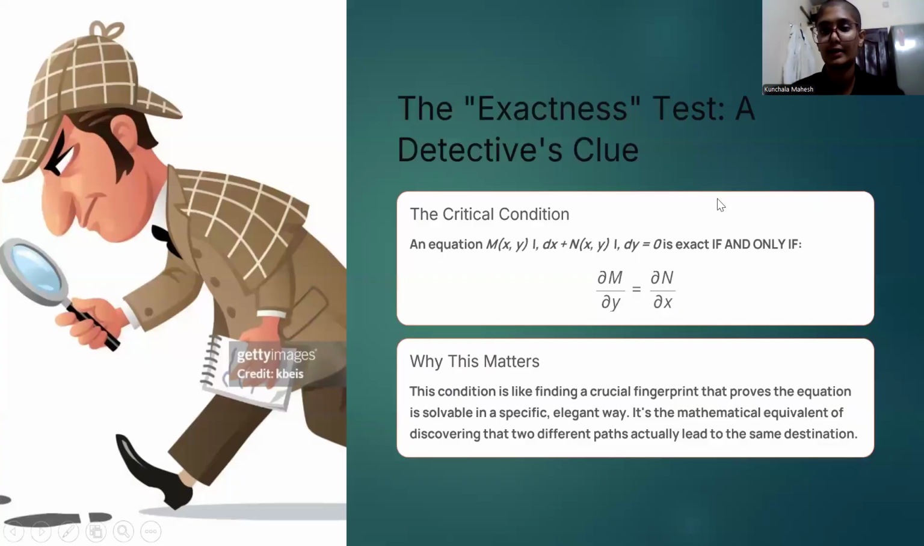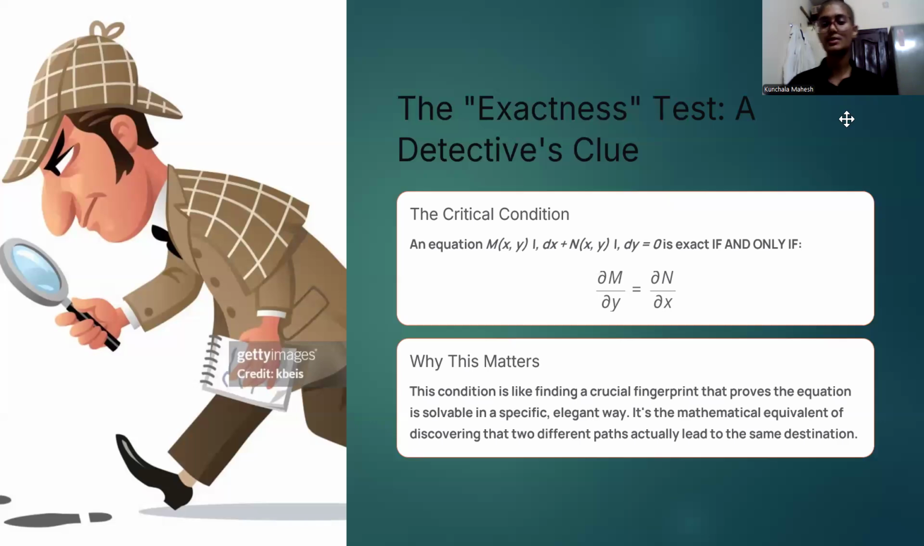And moving on, the exactness test, or detective skill. A critical condition is that an equation M(x,y) dx plus N(x,y) dy equals 0 is exact if and only if ∂M/∂y equals ∂N/∂x. So this is the condition where it is exact. Firstly, to solve an equation, the equation should become exact. For the equation M(x,y) dx plus N(x,y) dy equals 0 to be exact, the condition to be satisfied is ∂M/∂y equals ∂N/∂x.